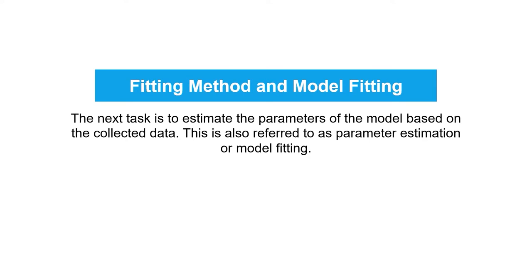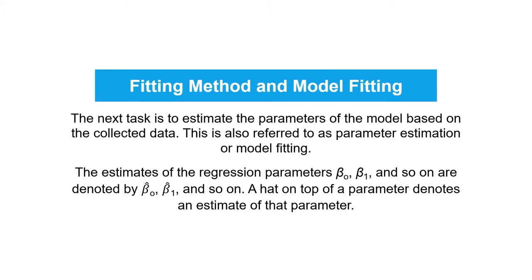Other methods include maximum likelihood method, the ridge method, and the principal components method. However, we will be using the least squares method. Also, for our demonstration, we will be focusing much on this process. The estimates of the regression parameters beta sub 0, beta sub 1, and so on are denoted by beta hat sub 0, beta hat sub 1, and so on. A hat on top of a parameter denotes an estimate of that parameter.